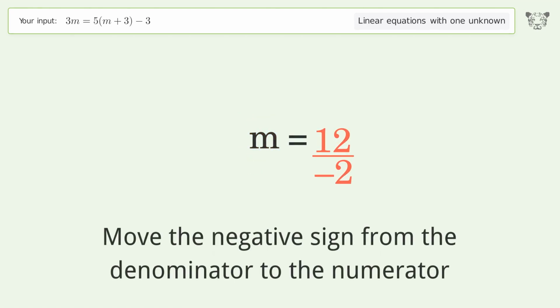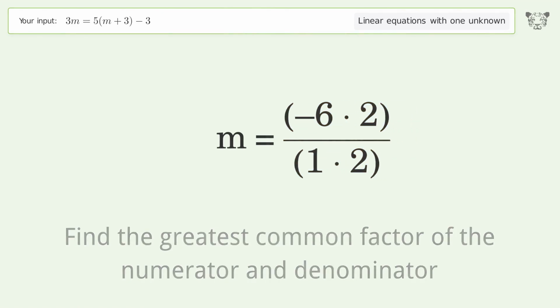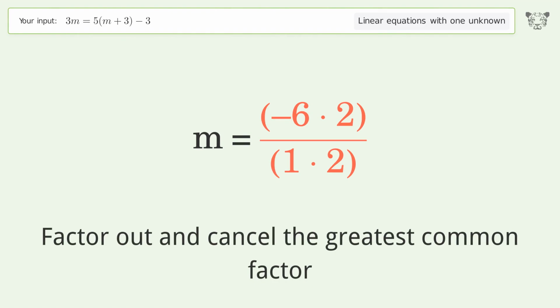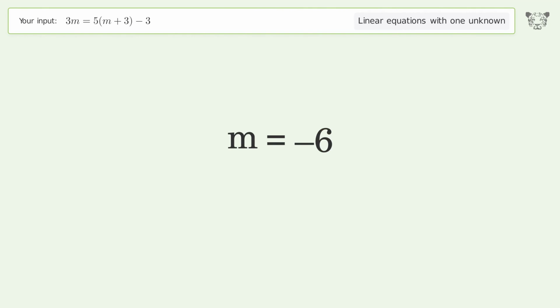Move the negative sign from the denominator to the numerator. Find the greatest common factor of the numerator and denominator. Factor out and cancel the greatest common factor. And so the final result is m equals -6.